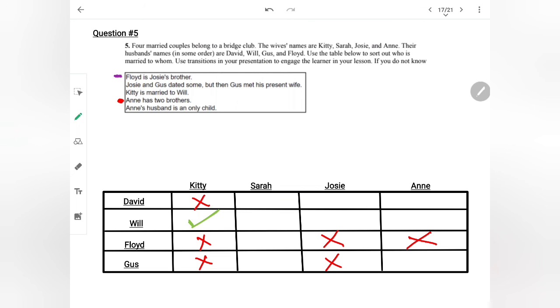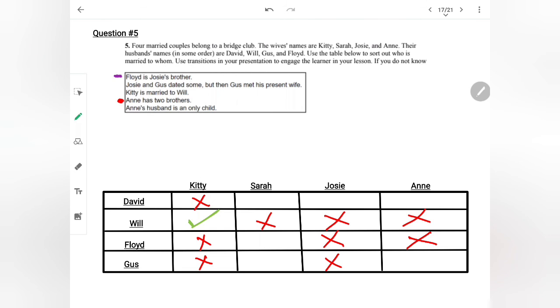Super easy. We're going to start out with Josie. Since Kitty is married to Will, Josie can't be married to Will. Sarah can't be married to Will, and Anne cannot be married to Will. Well, we know Josie isn't married to Will. She's not married to Floyd. She's not married to Gus.